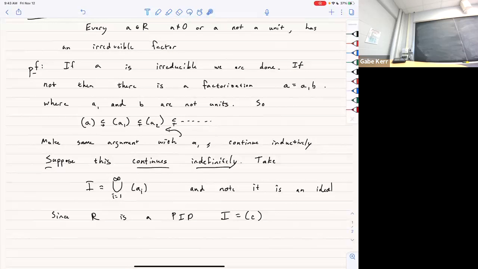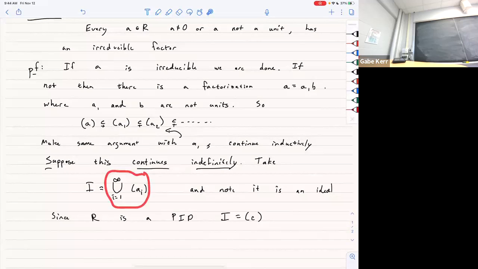C is in this union, so C is the end of the chain. C is in this thing, and that means that C is in one of these. It's the union of an infinite number of things, but C is a single element. To be in a union, you have to be in one of the sets that you're taking the union of. So C is in one of these A_i's.